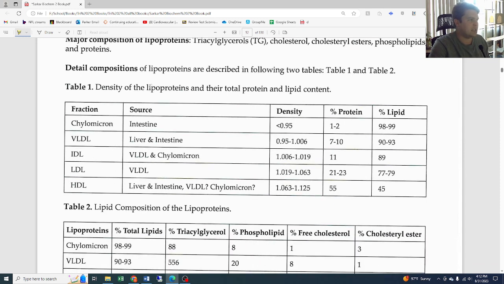So this first table is the density of the lipoproteins and their total protein and lipid content. This is just showing you a little bit more exactly what we were talking about. You don't really need to memorize any of these numbers, just understand the pattern and the order of these. The chylomicron is in the intestine, VLDLs in the liver and the intestine, the IDLs come from the VLDL and the chylomicrons, LDLs come from the VLDLs, and HDLs are from all over, but we'll see them a lot in the blood.